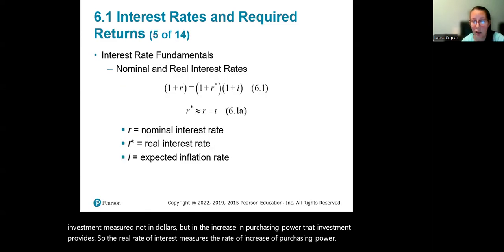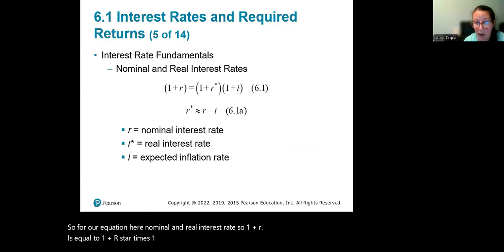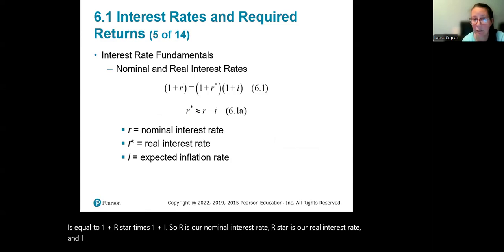So for our equation here, nominal and real interest rate: 1 plus R is equal to 1 plus R star times 1 plus I. R is our nominal interest rate, R star is our real interest rate, and I is our expected inflation rate.